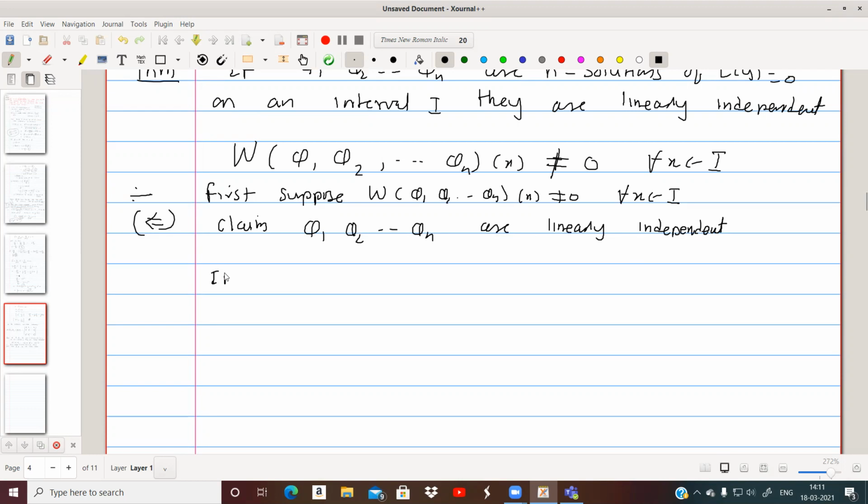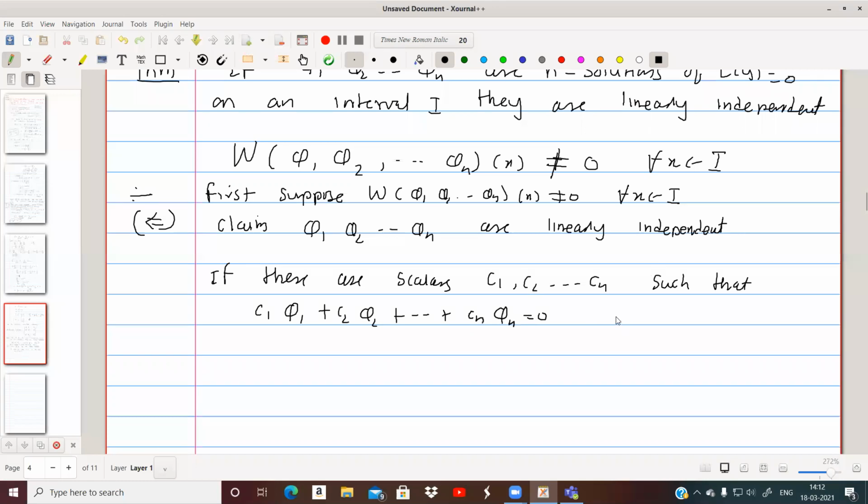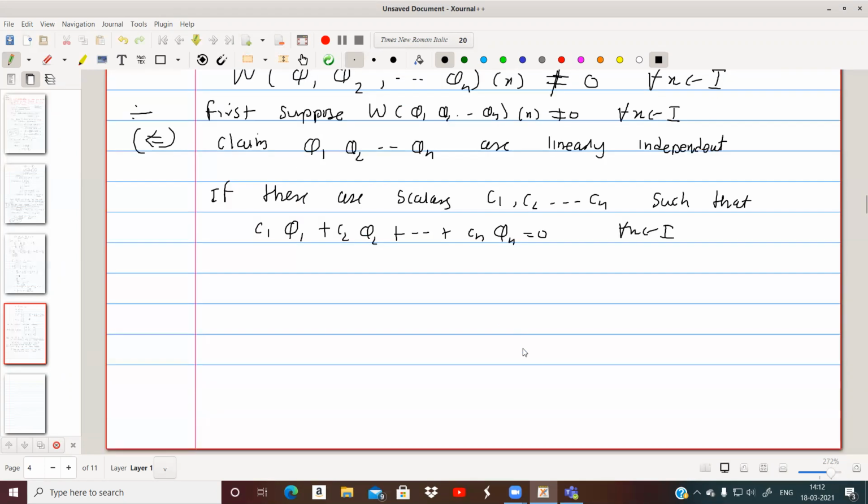That is, by the actual definition of linear independence, if there are scalars such that C1 phi 1 plus C2 phi 2 and so on, plus Cn phi n equal to 0 for all x in I, what should you have? You must have C1, C2, Cn all 0. We have to show that C1, C2, all come out 0, and at that time they will be independent.